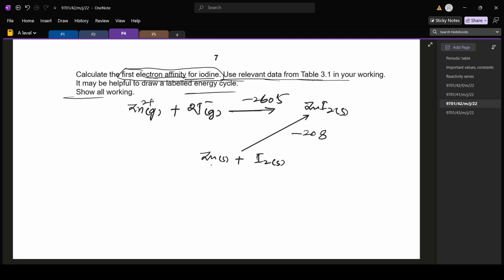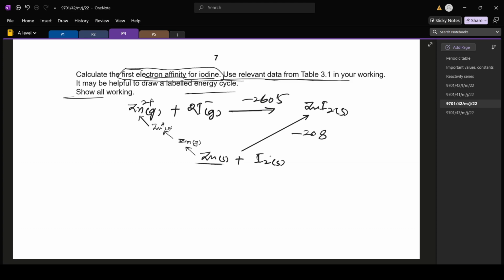Now to convert this solid zinc into zinc 2+ ion, first we have to atomize it. When it is atomized, it is turned into gaseous zinc. Then there is the first ionization energy, so it will form zinc plus ion. Then there will be the second ionization energy, so it will form zinc 2+. This will be in gaseous form.